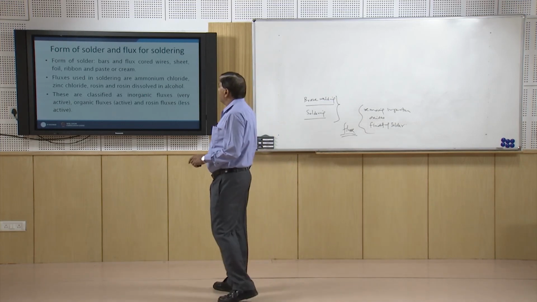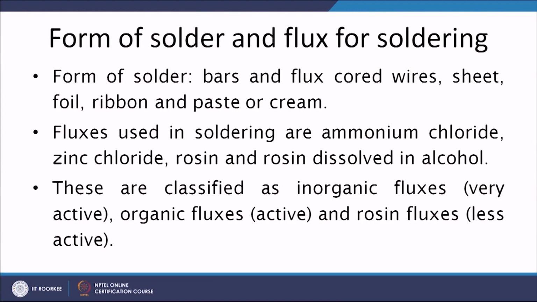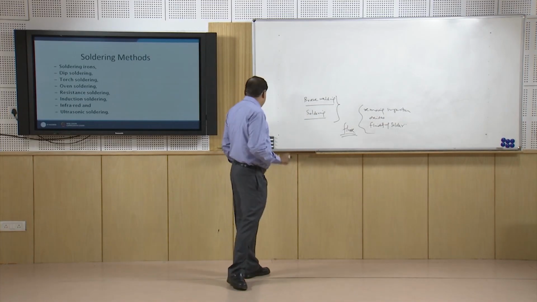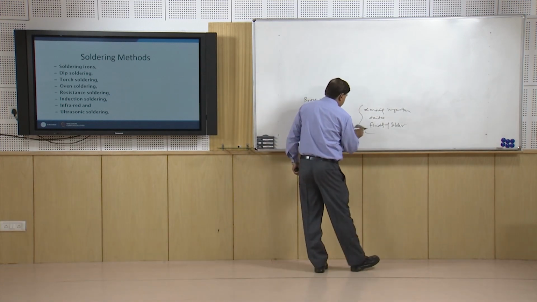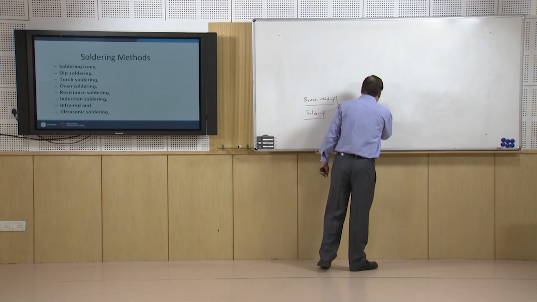First we will see that the solders may be used in the form of bars, flux cored wires, or sheets, foils, ribbons, etc., and the fluxes used for the soldering process may be ammonium chloride, zinc chloride, rosin, or rosin dissolved in alcohol. These fluxes are classified as inorganic fluxes which are highly active, organic fluxes which are reasonably active, and rosin fluxes which are less active. So depending upon the method which is used for heating of the base metal, different soldering methods have been developed.